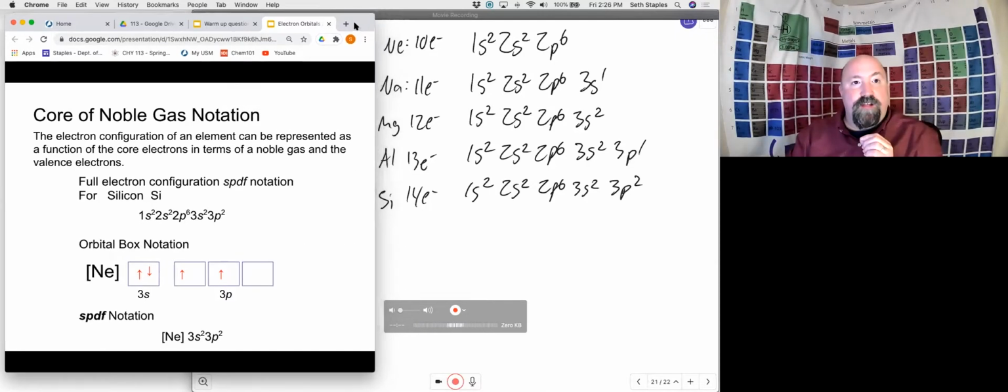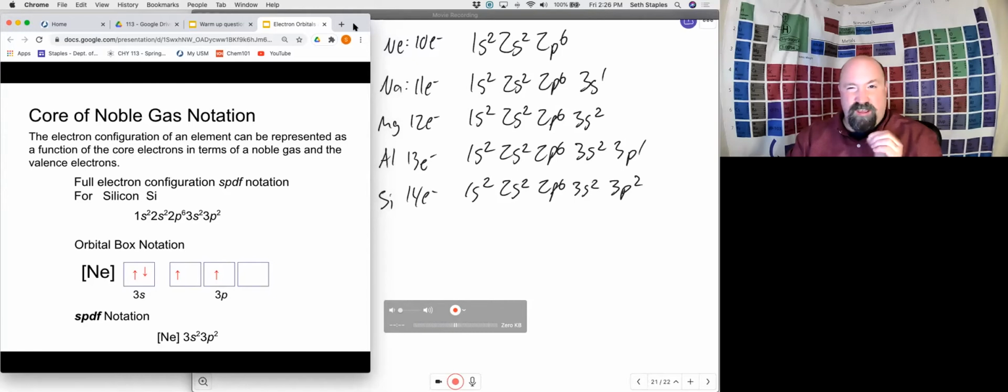What is it that these all have in common? Take a look, see if you can figure it out. These all have in common this 1s2, 2s2, 2p6. That's the configuration of neon.